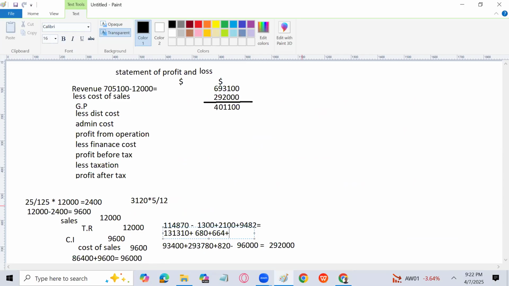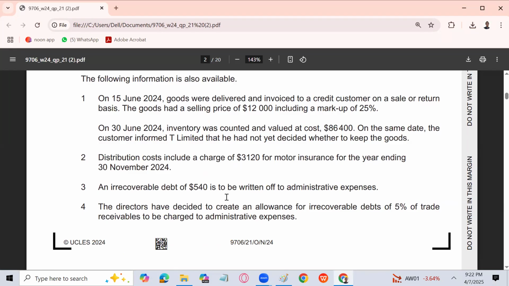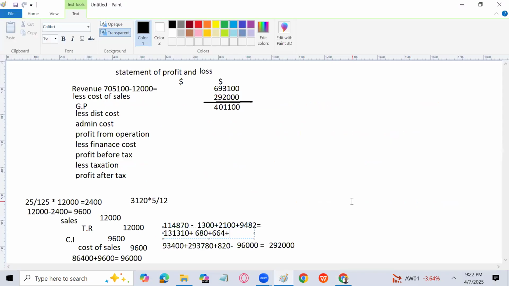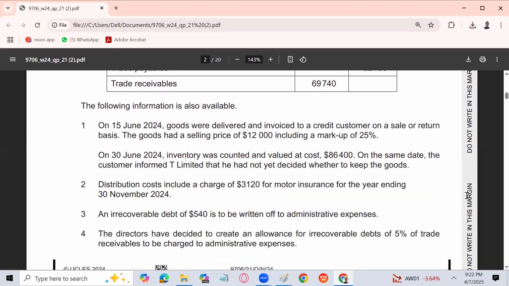on fixture and fitting. Then I will add bad debts because in the question he has clearly stated that bad debt should be part of the admin expenses and it is to be written off. It is not yet written under the heading of expenses. So 540 I will write here. And then I will add provision for doubtful debts and how we are going to calculate. Let's see. The trade receivables given in the question are 69,740.